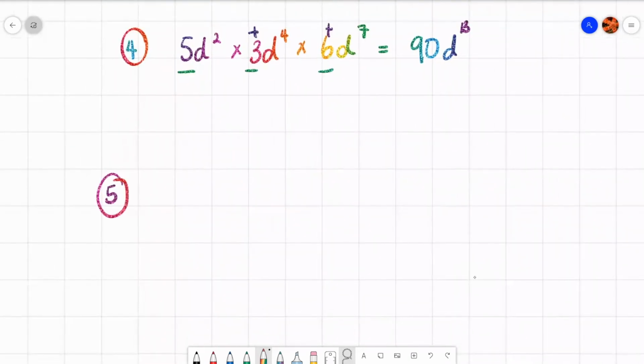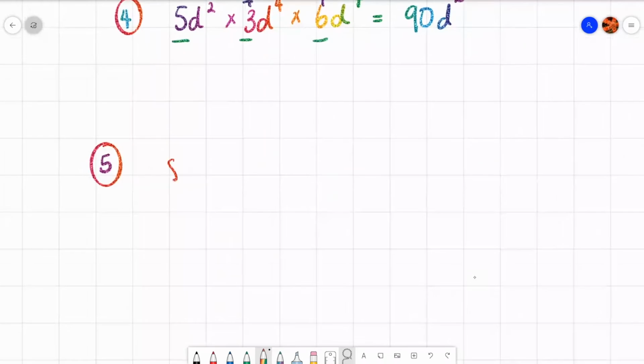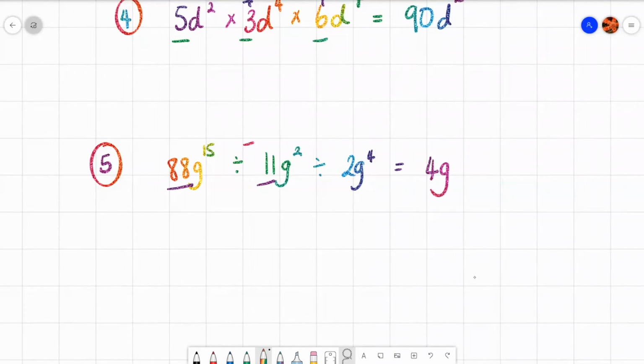Question 5, we can have something like this: 88g to the power of 15 divided by 11g squared divided by 2g to the power of 4. Divide the numbers. Well, 88 divided by 11 is 8, and then divided by 2 is 4. g there, and then just subtract the powers. 15 take away 2 take away 4 is 9.